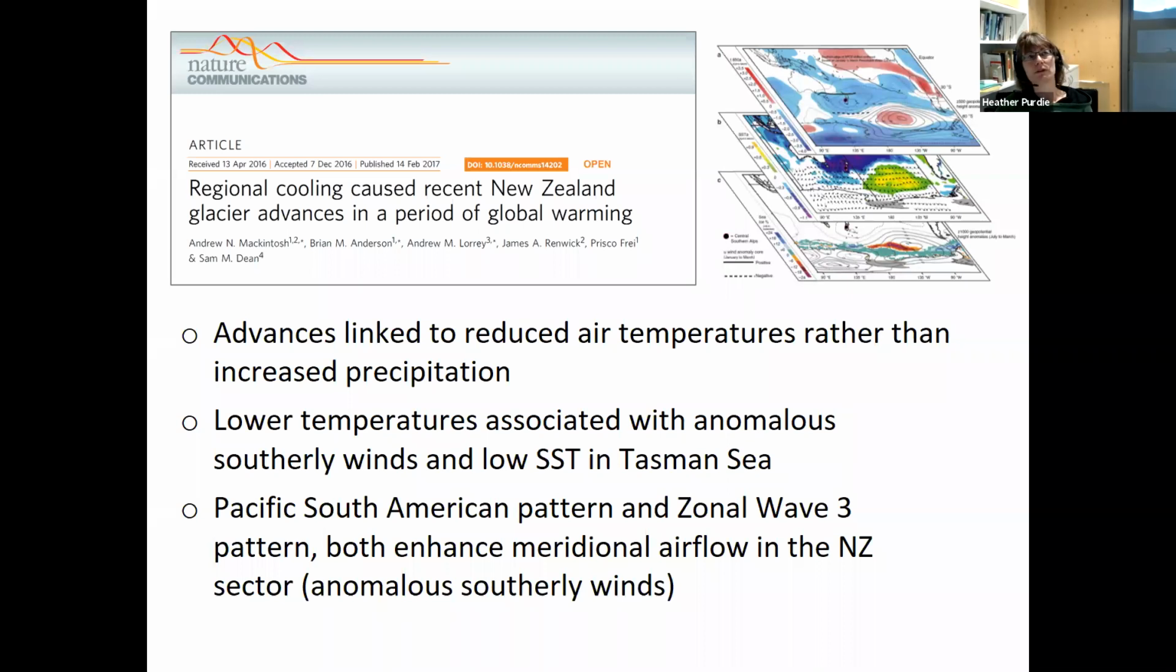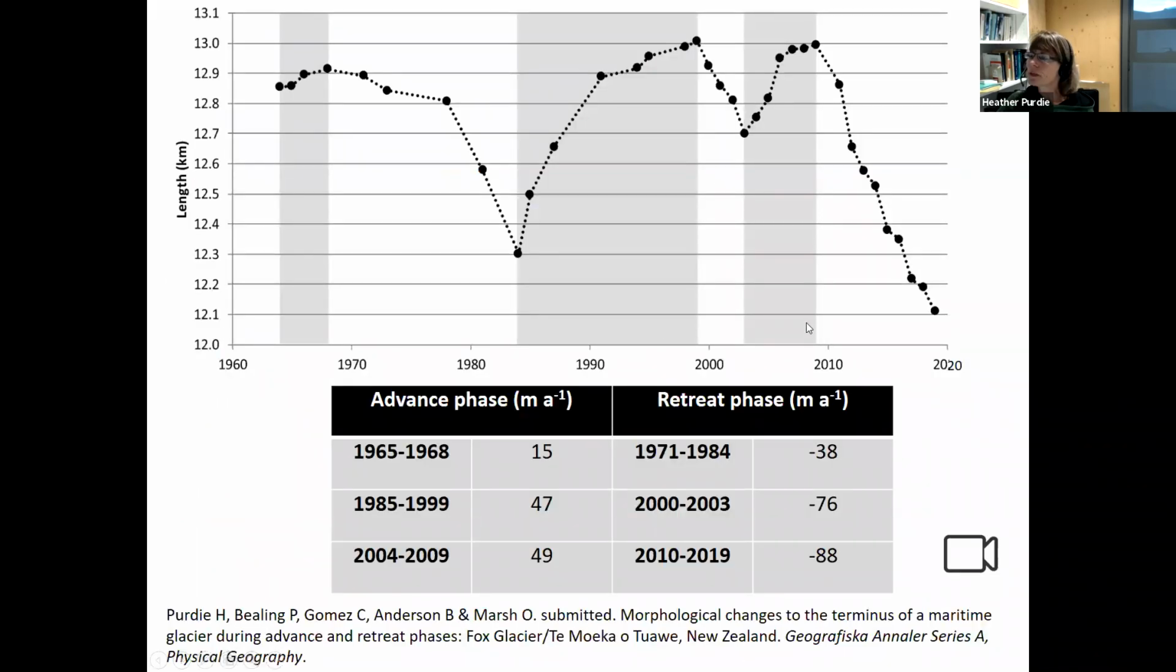There's also been previous research by colleagues looking at the influence of ENSO, the El Nino Southern Oscillation, on these highly reactive glaciers, finding again that El Nino periods, where we tend to have cooler summers, tend to result in advances further down the track. So, highly reactive glaciers.